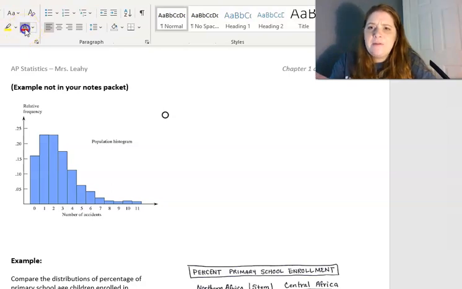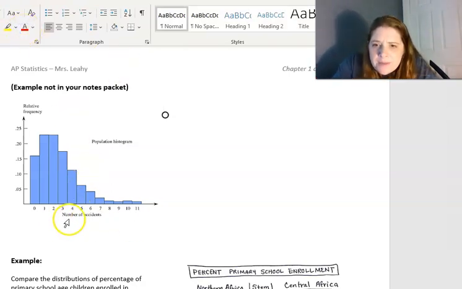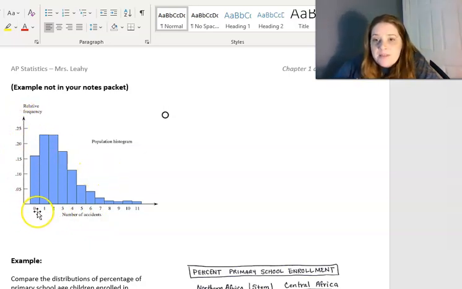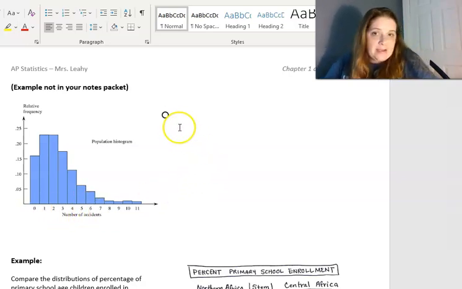This is a histogram, and I would want to reference this. I notice at the bottom, the variable here is number of accidents. And on the vertical axis, I've got the relative frequency. I notice that this is a count, so this is a discrete numerical variable. I don't have any decimals here. You either had 0 or 1 or 2 or 3. Nobody's got 3.75 accidents here.